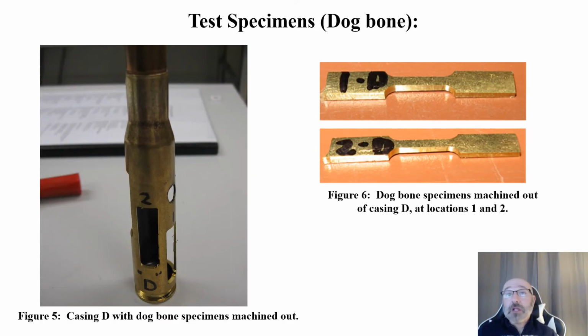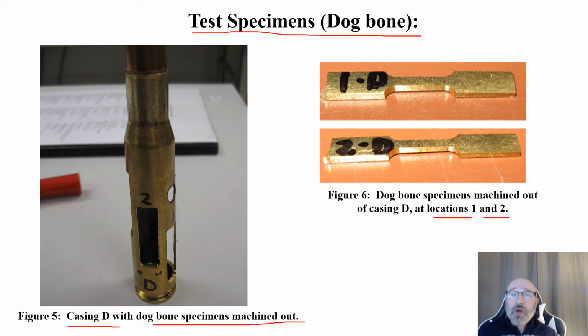So now I'm going to take a closer look at these dog bone test specimens that we had machined out of these 50 cal cases. Here is casing D with the dog bone specimens already machined out of it. We can see in this figure that we have these dog bone specimens machined out at locations 1 and 2.